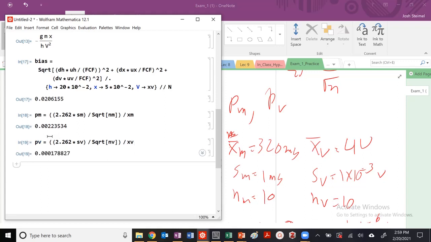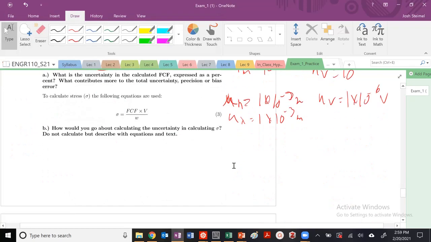So now we can see where our error is dominating. And as you might expect, we are definitely dominated by our bias error. It's an order of magnitude greater than this, and two orders of magnitude greater than this. So our bias error is completely dominating. Great. So to calculate stress, we would use an equation here.